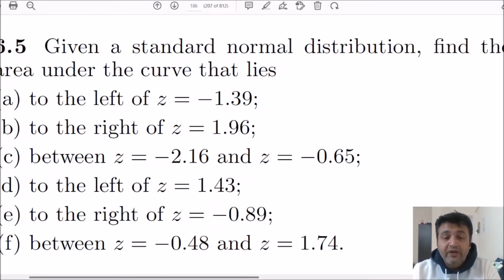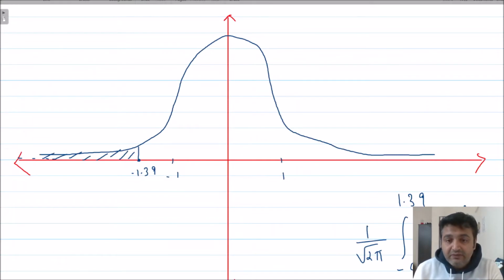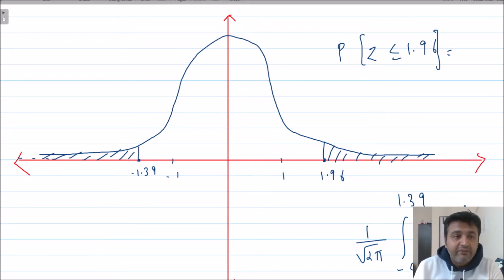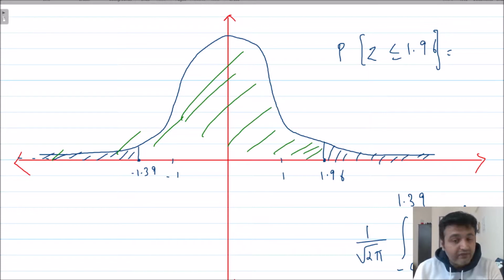What about the second part? You want to find the area to the right of 1.96. Let us see the figure for this. Where is 1.96 over here? Somewhere over here is 1.96, and you want to find this area. We know that it's a PDF. From the table you get the probability for z less than or equal to 1.96. That means you get the area to the left of 1.96. Whatever answer you get, you subtract it from 1.